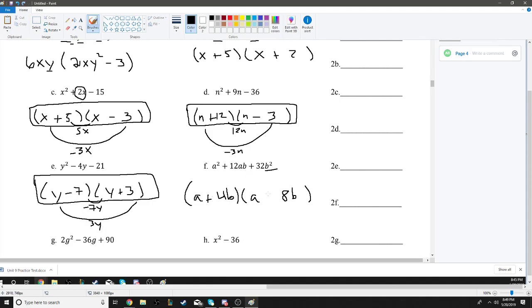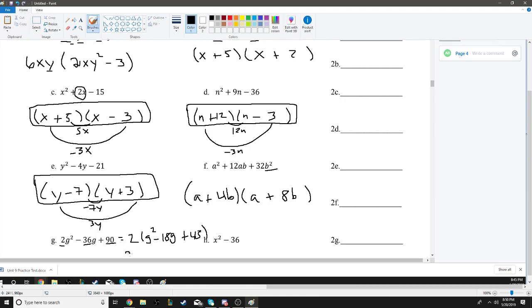So plus, plus. Okay. So this one's going to be a combination. Notice how in the front it's a 2, and those guys are all divisible by 2. So if we factor a 2 out, we're left with g to the second power minus 18g plus 45.